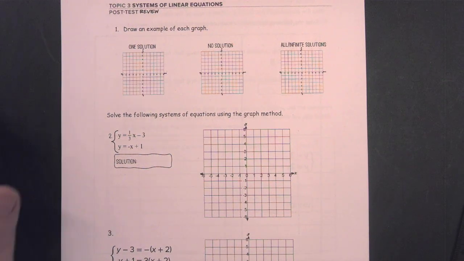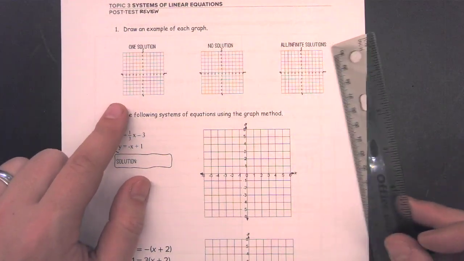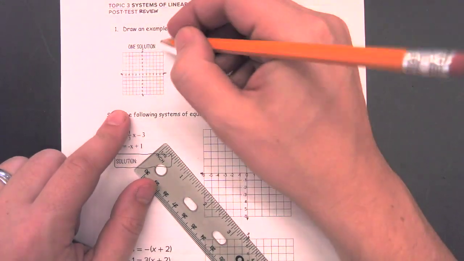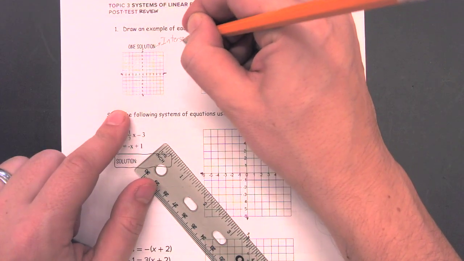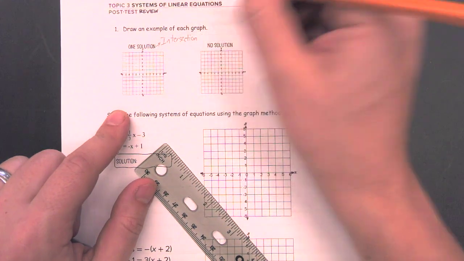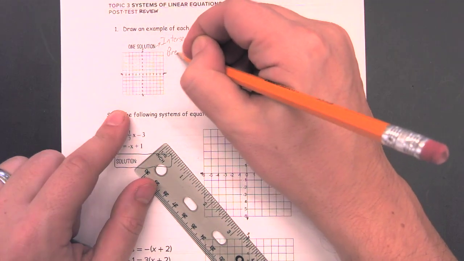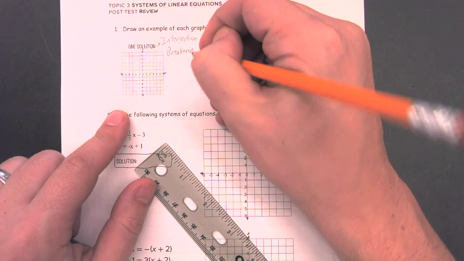Hi, math friends. We're going to look at our review for our systems of equations here. So first we have to draw an example on each graph. When we have one solution, we need to remember that they intersect at one point, right? So we call this the break-even point. We might have called it the point of intersection. So that's what we're looking for.